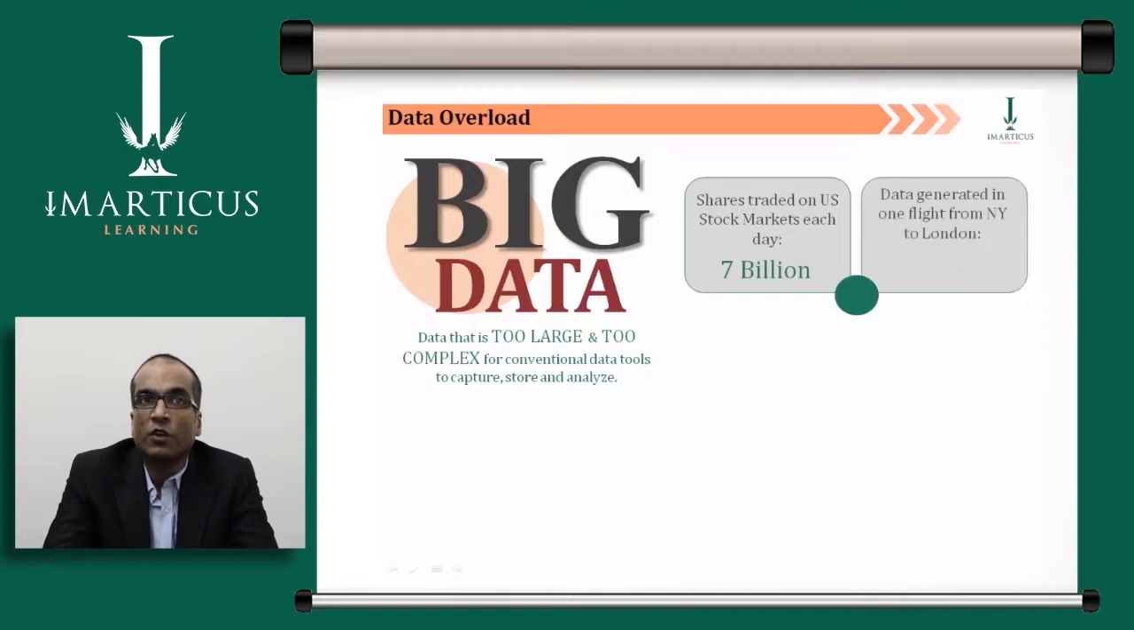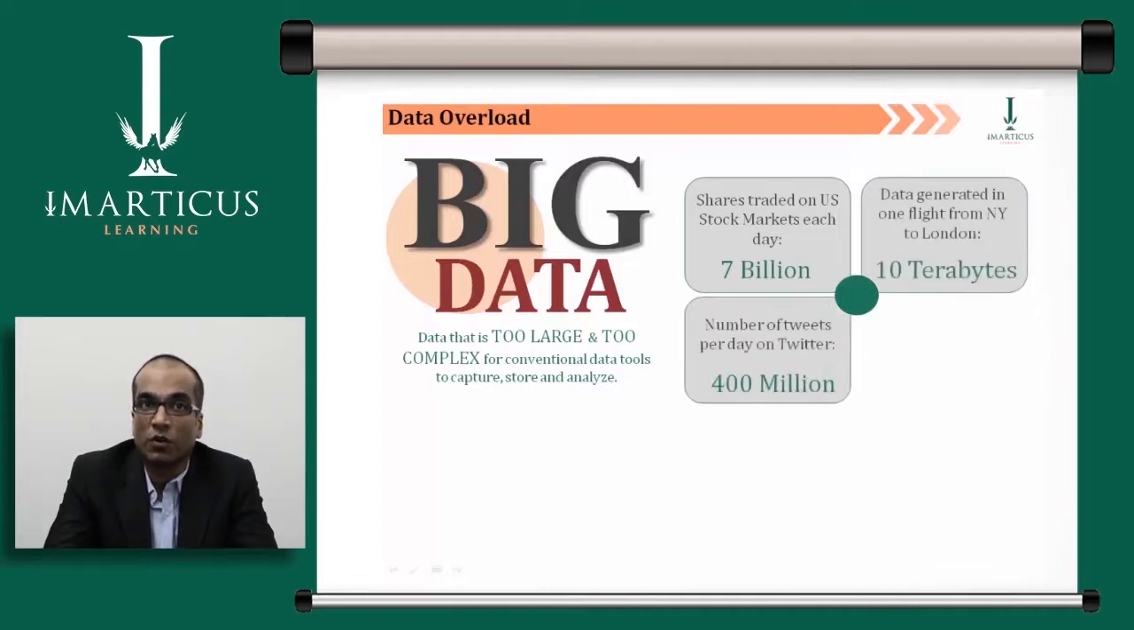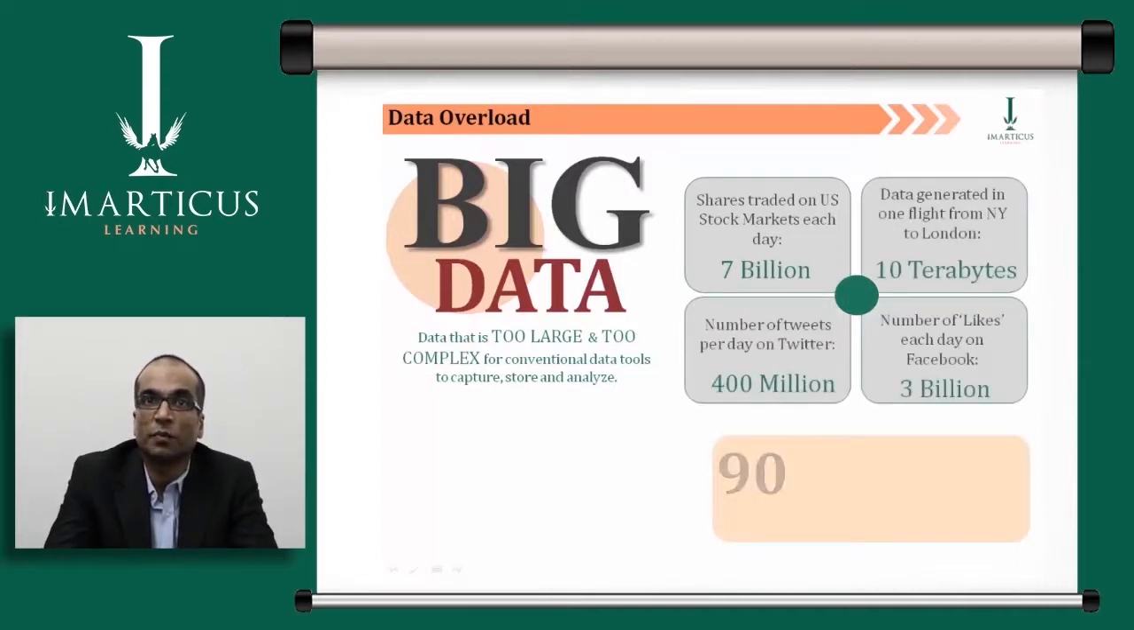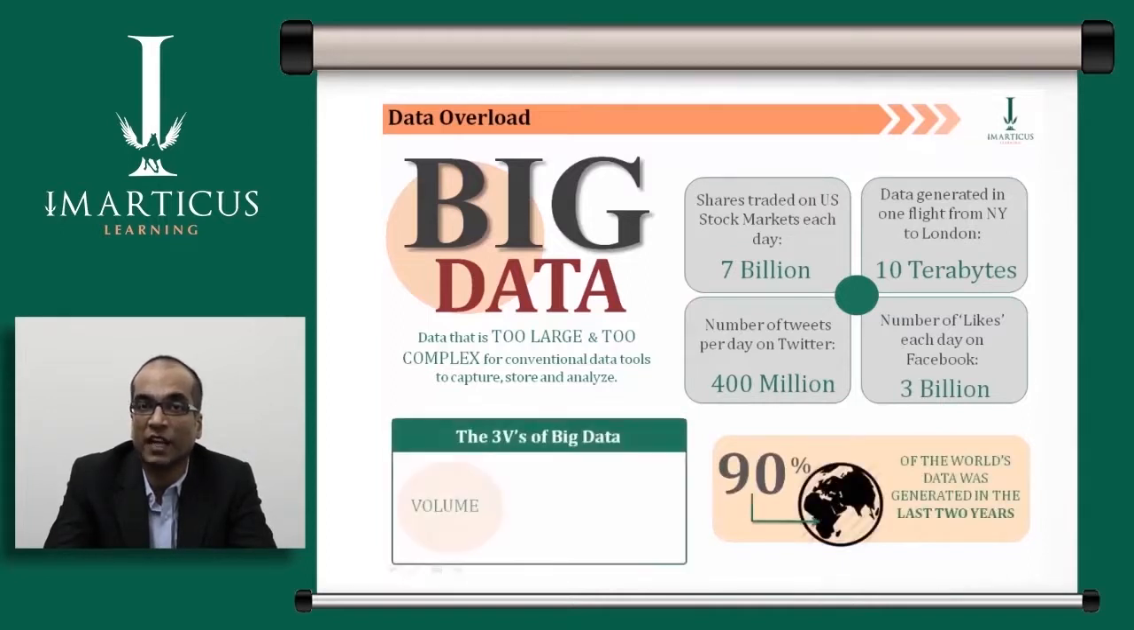Okay, now why are we talking about data overload, big data, right? So basically, shares traded on the US stock market on any average day is roughly 7 billion. Data generated in one flight from New York to London, 10 terabytes. Now what we are talking about is just something which was recorded last time. This would have almost crossed double of what we are seeing on the screen.